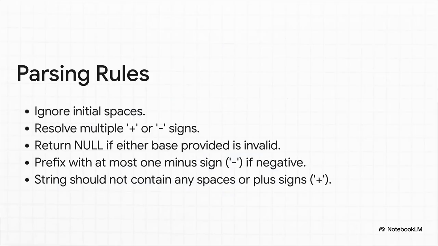The strict parsing rules are really what make this one tricky. Notice that you have to ignore initial whitespace characters and carefully resolve multiple plus or minus signs. If you see 3 minus signs in a row, that makes the number negative. 4 minus signs? That mathematically cancels out and becomes positive. My biggest tip for you?